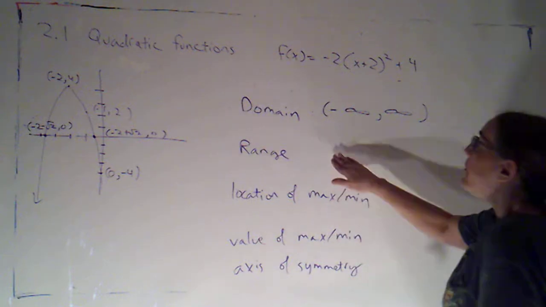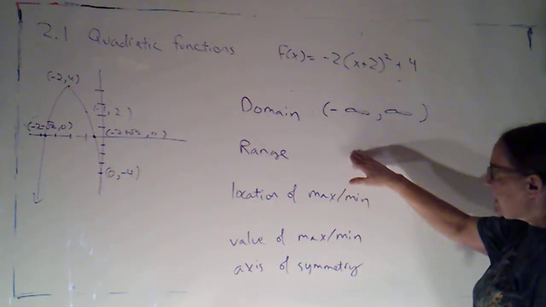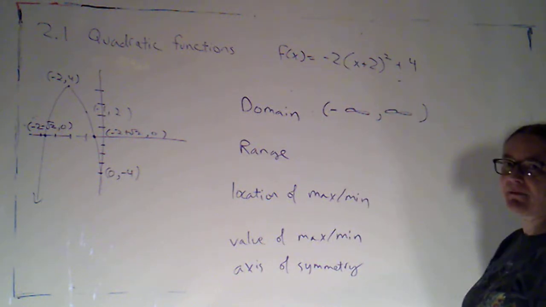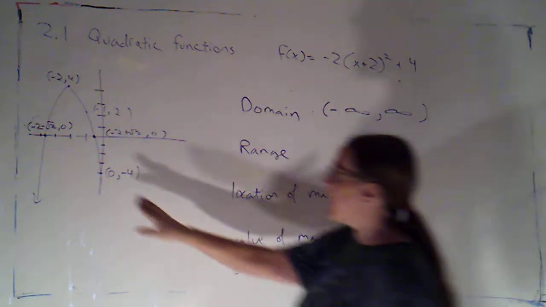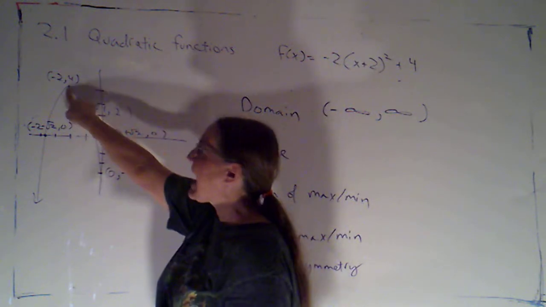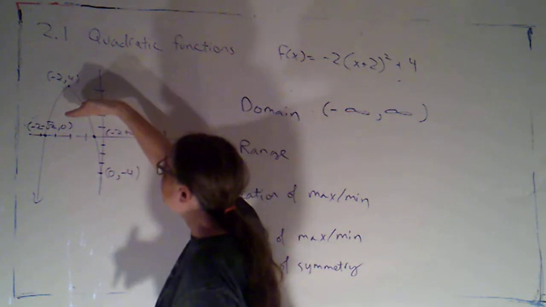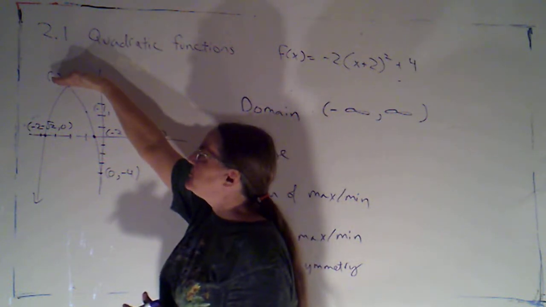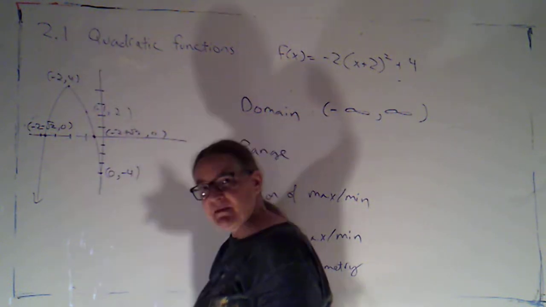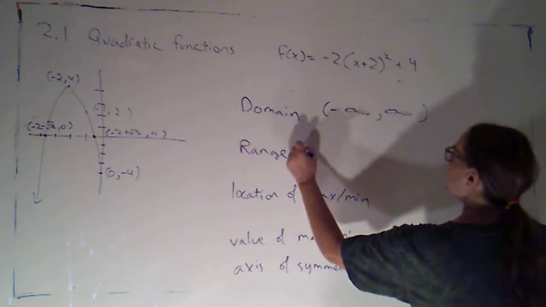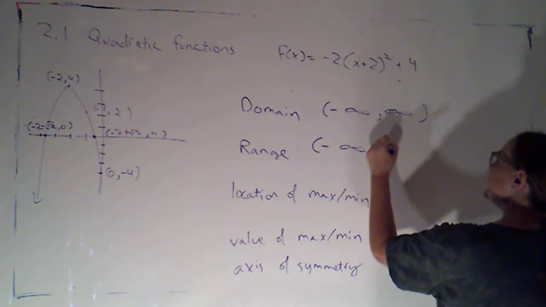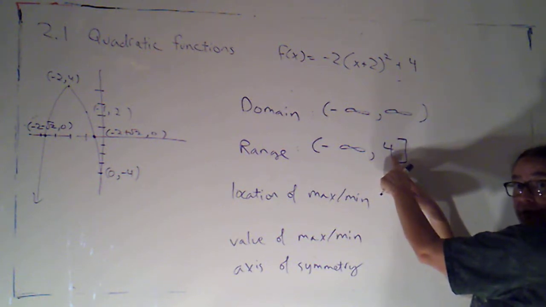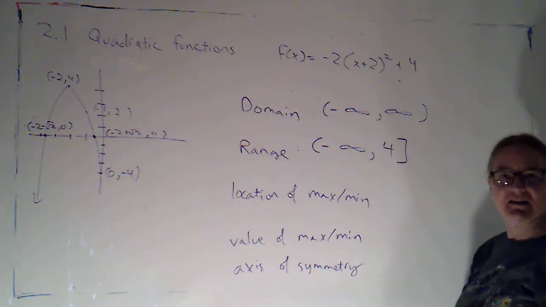Okay, the range. We can find that because we're able to graph this and because it's a parabola. A parabola that opens down like this has a high point. The y values don't go above that high point. So my y values are 4 and below. So my range would be negative infinity to 4, and I include that because I do have a point, the vertex, whose y value is 4.